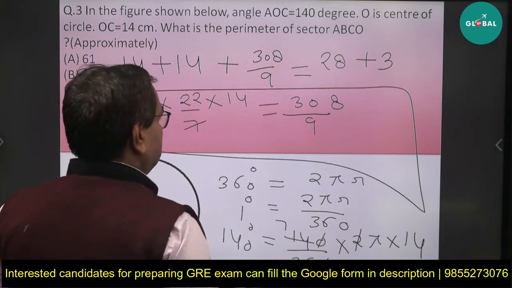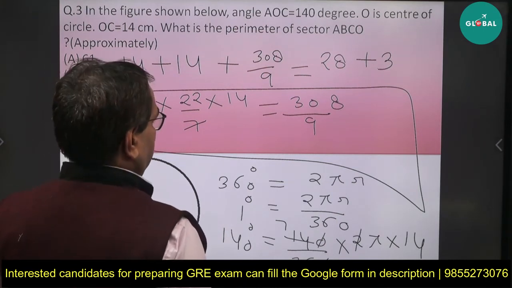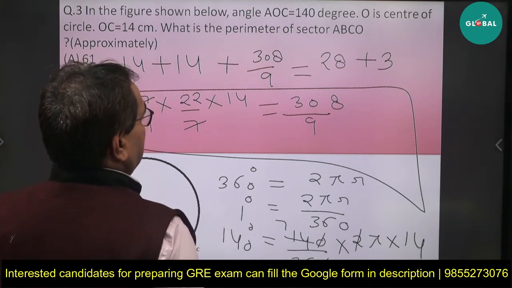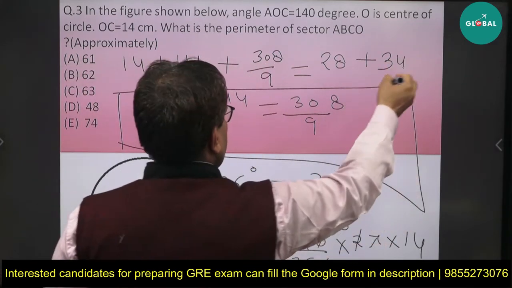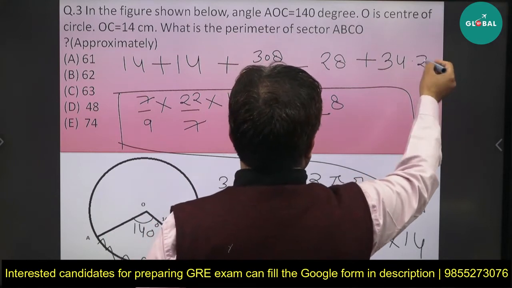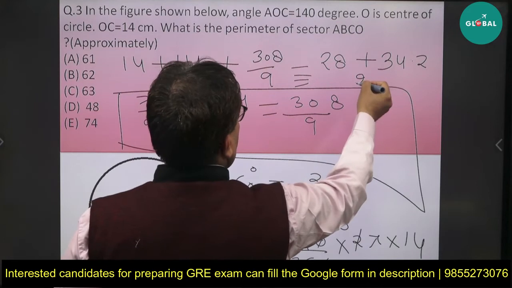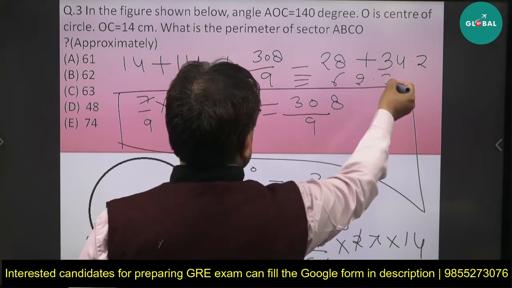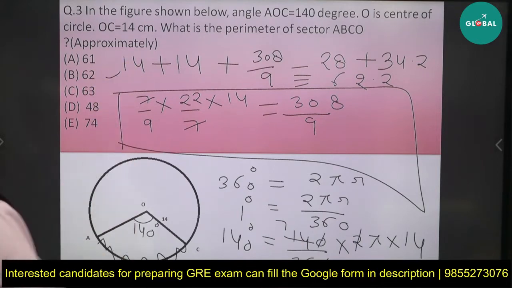9 से डिवाइड करेंगे 308 को. So 9 3 is 27. Okay. So we will get 38, then 4. 9 4 is 36. 34.2 something. Okay. So this will be equal to 62.2 something, which is approximately equal to 62. So this B is the right answer. Okay. Among all the options, it is nearest to 62. So this will be the right answer.